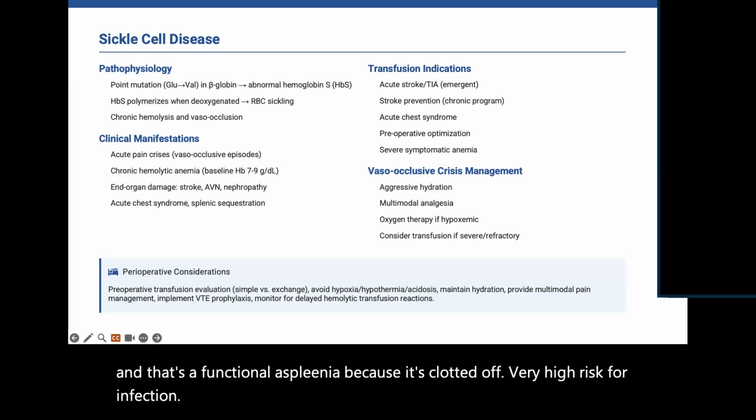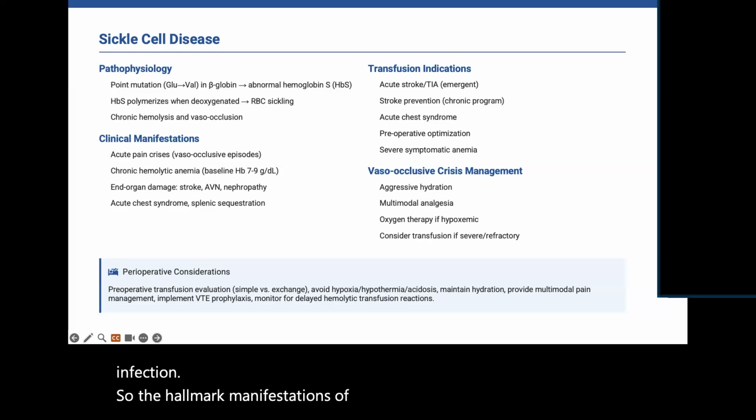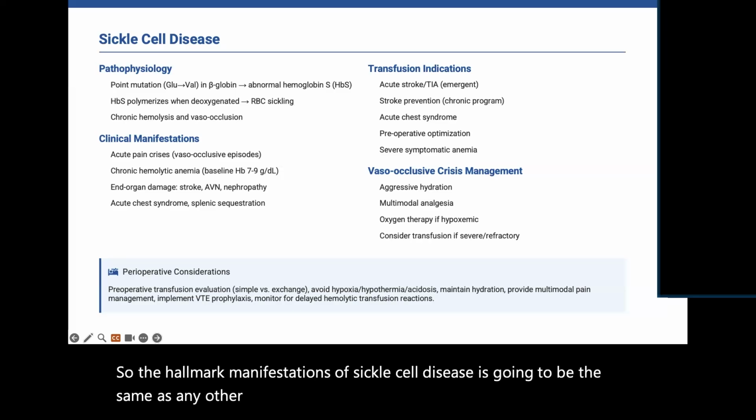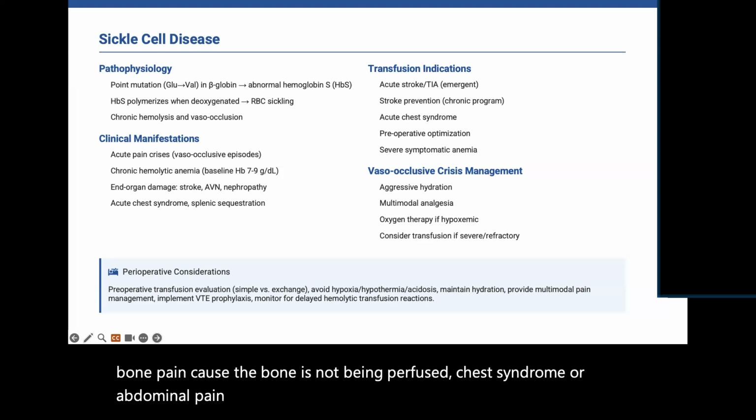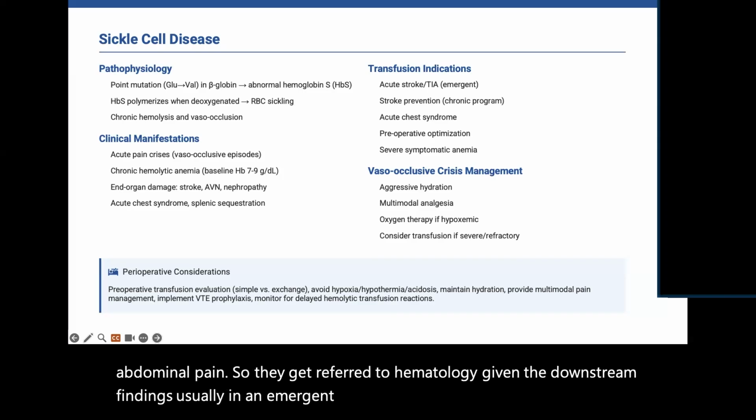So the hallmark manifestations of sickle cell disease is going to be the same as any other anemia, but the big tell often is this pain crisis, severe bone pain because the bone is not being perfused, chest syndrome, or abdominal pain. So they get referred to hematology given the downstream findings, usually in an emergent setting, and that's how we make this diagnosis. So what triggers it?